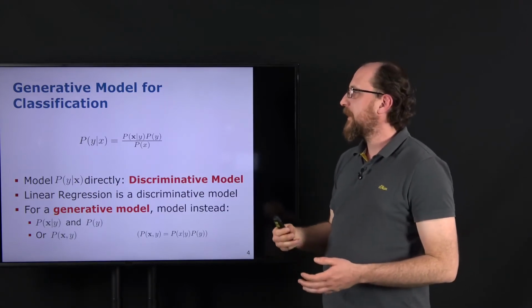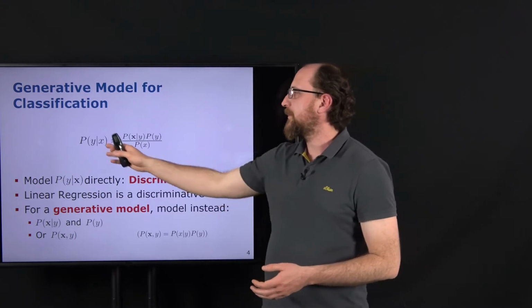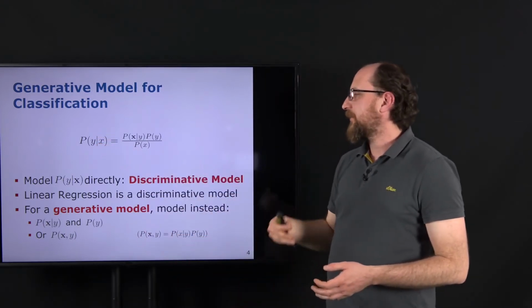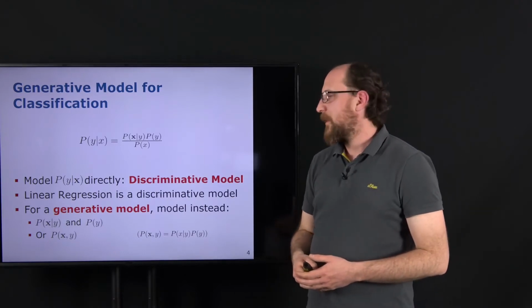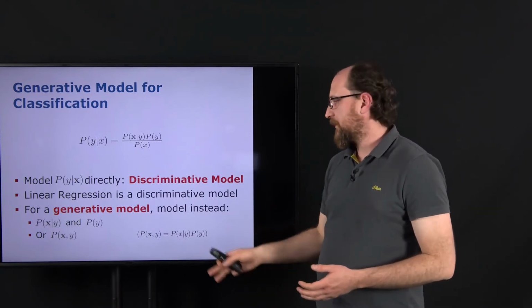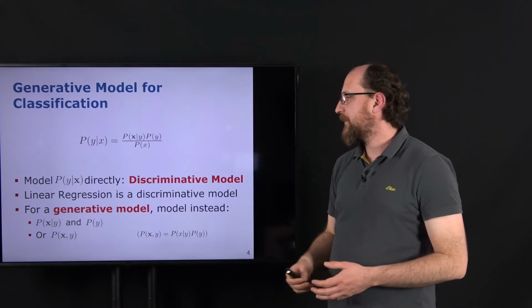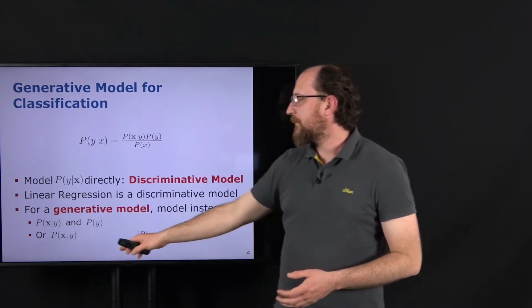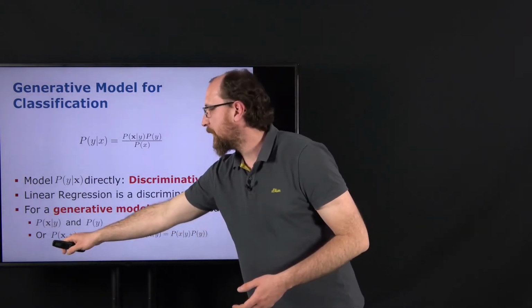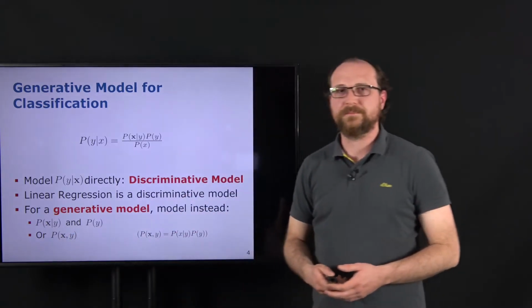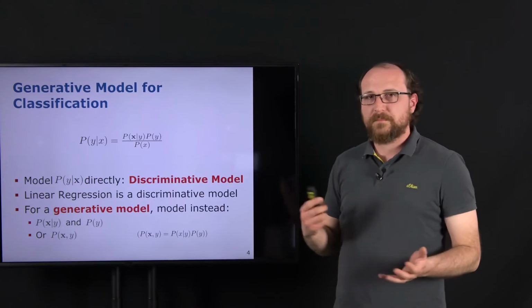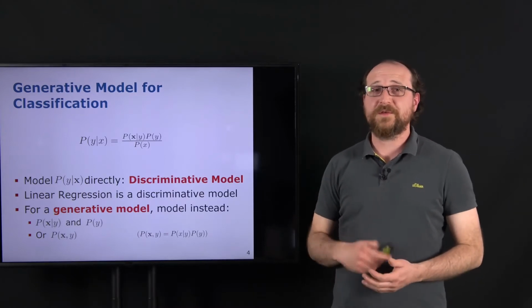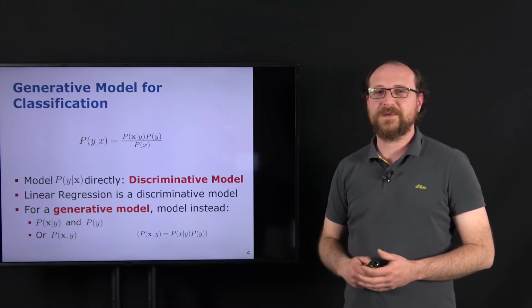So that means we can also get in the end P of y given x by just modeling P of x given y and P of y. Or we can equally, by also using the joint probability and the conditional rules, model the joint probability over P of x and y. And we will now talk about a specific generative model for classification.